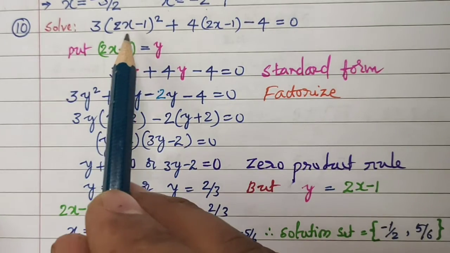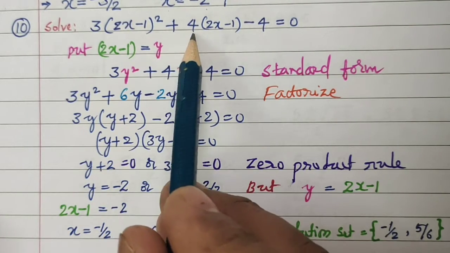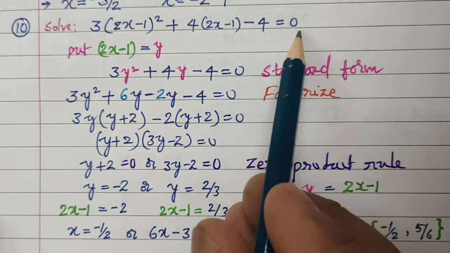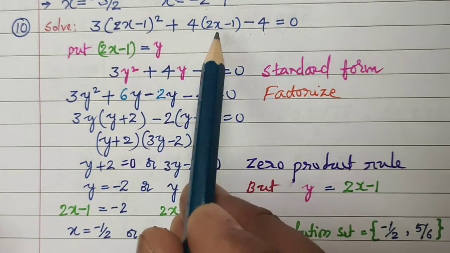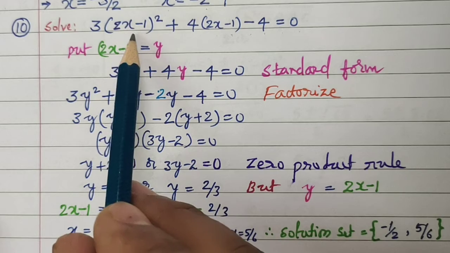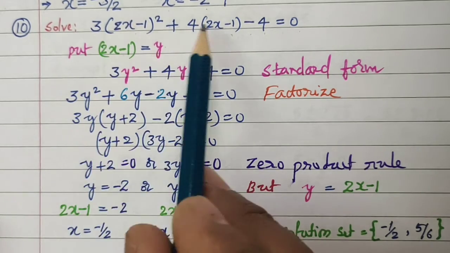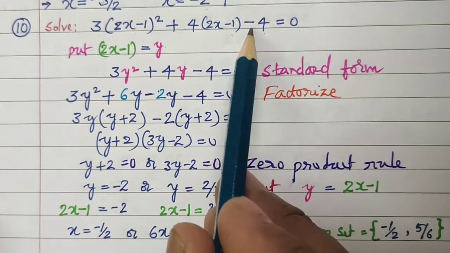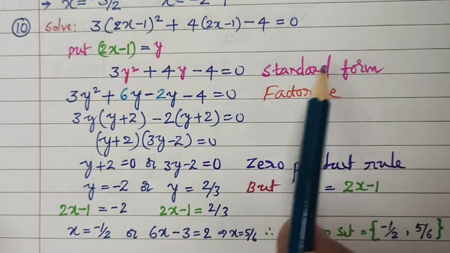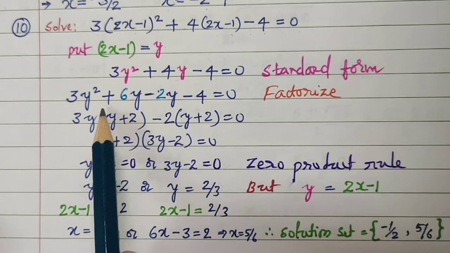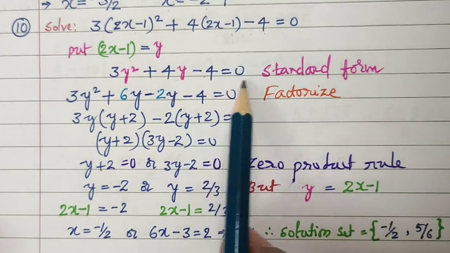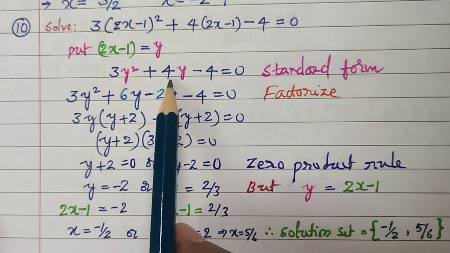Solve 3(2x − 1)² + 4(2x − 1) − 4 = 0. You see these two parts are the same. Do not expand this, just replace this with y. Put 2x − 1 = y, then this equation will become 3y² + 4y − 4 = 0. This is in the form of standard form. Then once you get the standard form, factorize that.